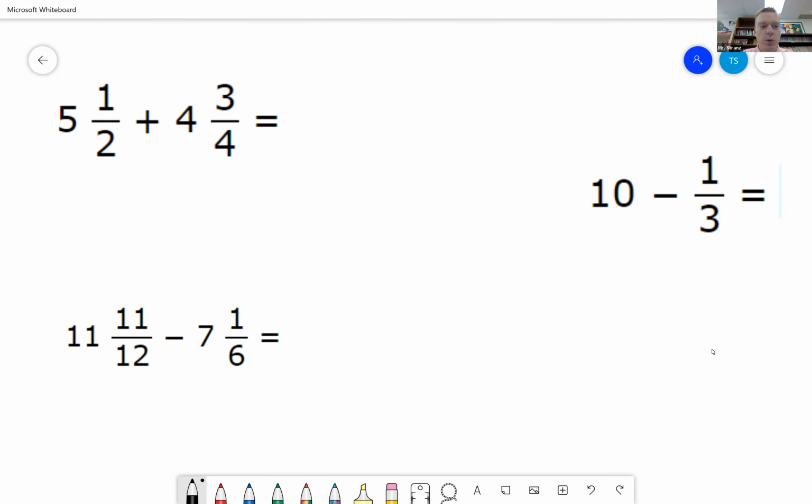I'm going to be going over adding and subtracting mixed numbers in this video. Okay, so we're going to start with this top one on the left, 5 1/2 plus 4 3/4.